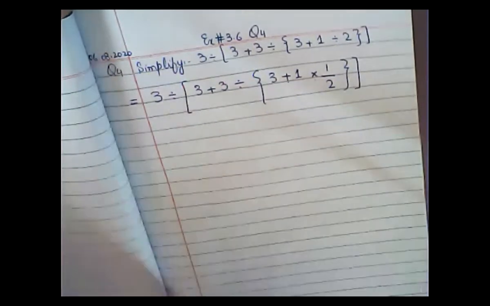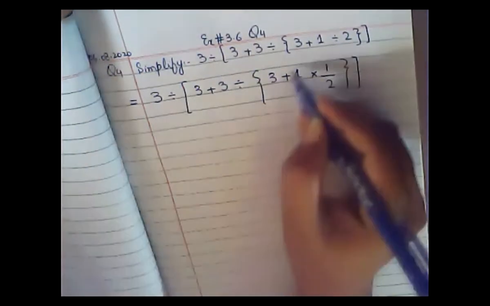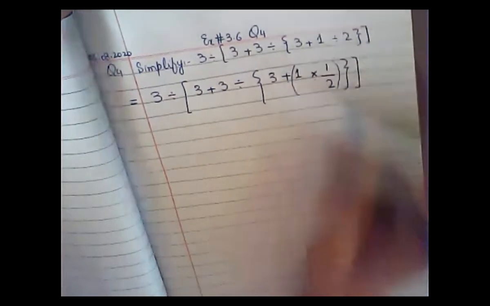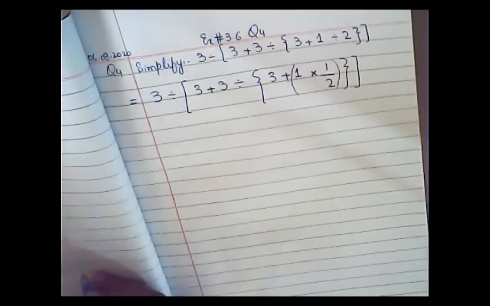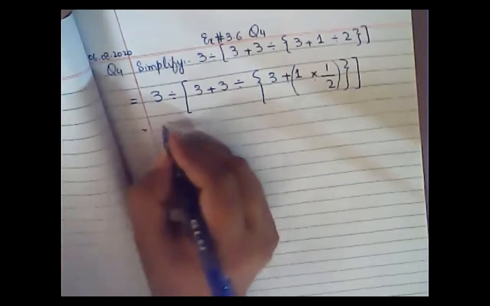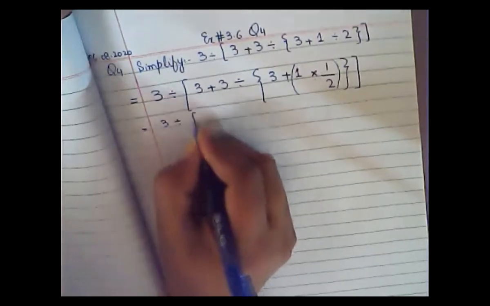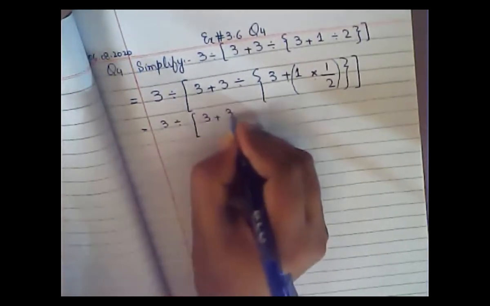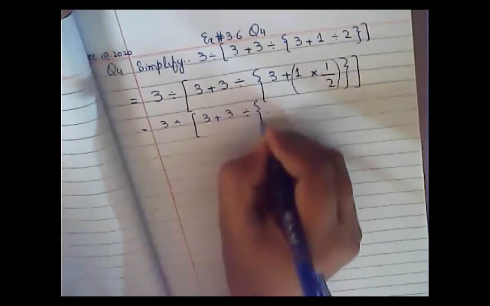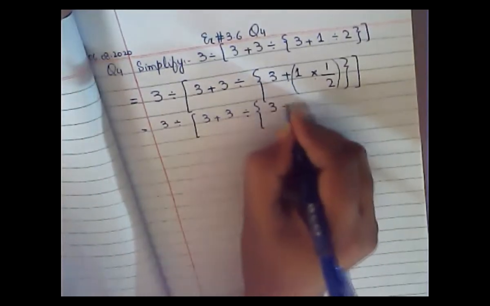and you know we have to solve multiplication first. So what I'm going to do, I am going to multiply these two numbers. Okay, now what I'm going to do, 3 divided by square bracket, keeping all these things same, divided by curly bracket 3 plus.